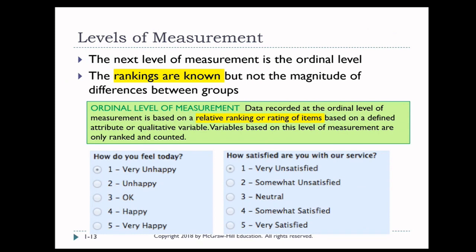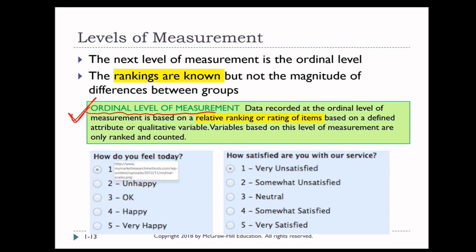The ordinal variable, second level, is ordinal variable. Here is the difference. It's all descriptive variables, but in an ordinal level, the arrangement is important. In nominal, it is not important.